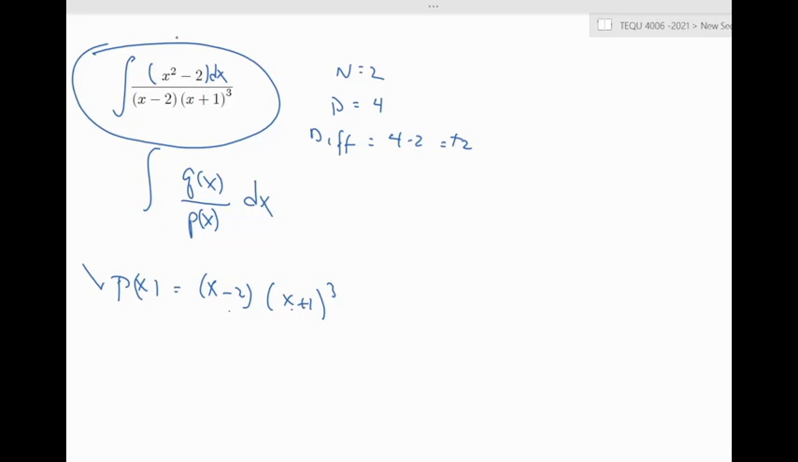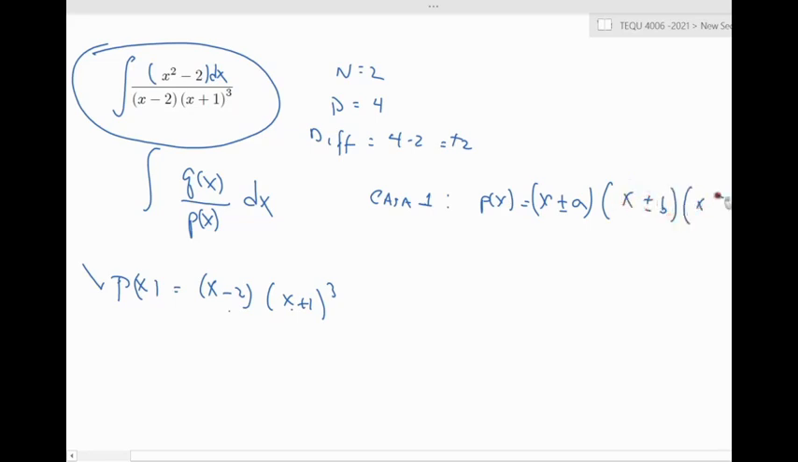Now, the only thing we need to consider is that this is not the regular case 1. Remember, case 1 of partial fractions is when p(x), when you factorize it, looks something like this: x plus or minus a, then another factor x plus or minus b, plus another one, x plus or minus c, and so forth. So they are all linear factors. That will be case 1.